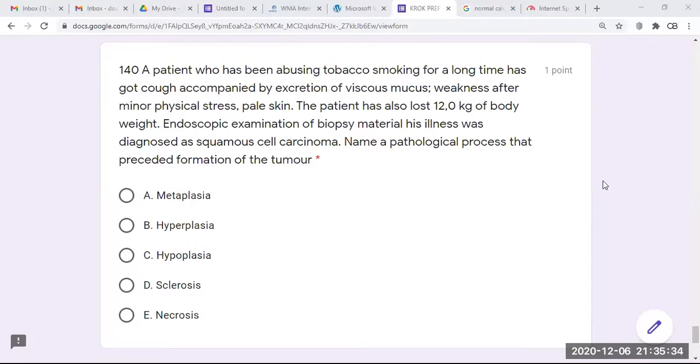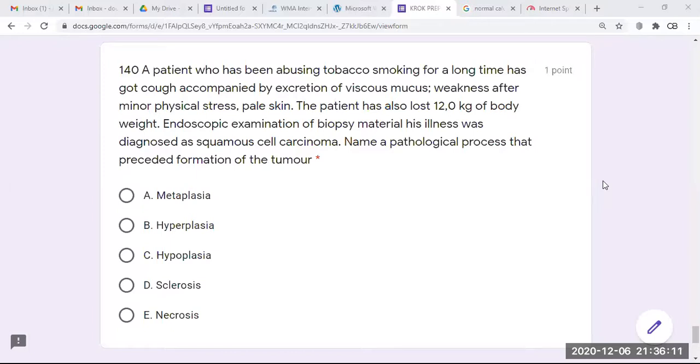A patient who has been abusing tobacco smoking for a long time has a cough accompanied by excretion of viscous mucus. Weakness after minor physical stress, pale skin. The patient has also lost 12.0 kilograms of body weight. Endoscopy examination of biopsy material: his illness was diagnosed as squamous cell carcinoma. Name a pathological process that preceded formation of the tumor.